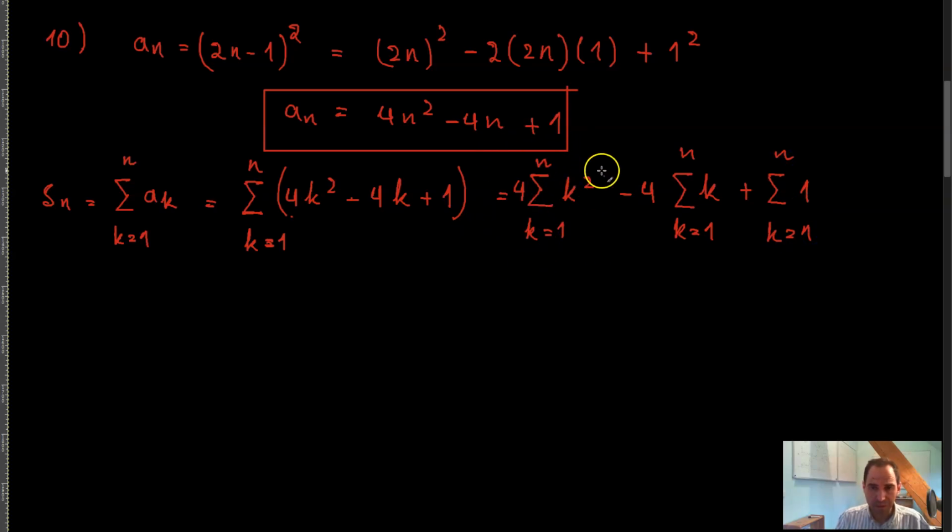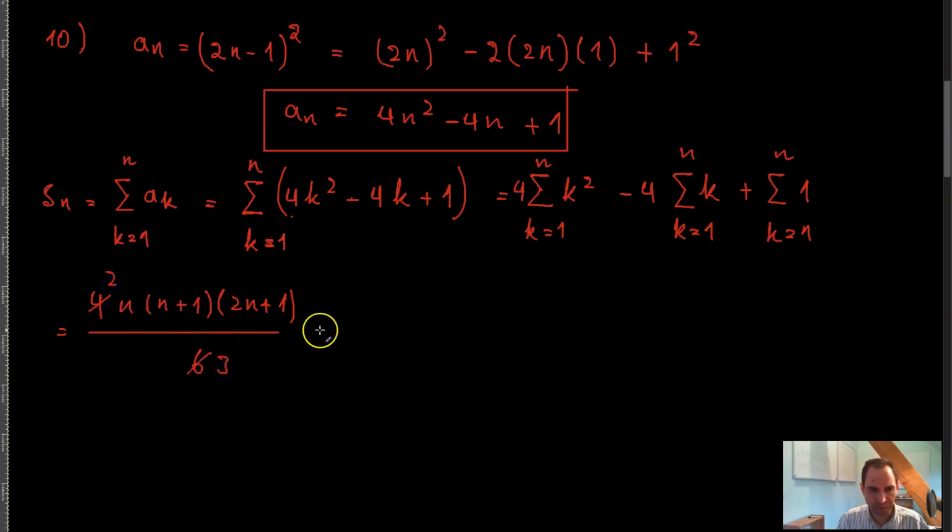So again, you know that sigma of k squared as k goes from 1 to n is equal to n times n plus 1 times 2n plus 1 divided by 6, and you have a 4 multiplied up front, so that would be 2/3. Then you have negative 4 times sigma of k as k goes from 1 to n, which is equal to n times n plus 1 divided by 2, multiply a 4 over here, you will get 4 divided by 2 is equal to 2. And sigma of 1 as k goes from 1 to n is equal to n, right? n times 1 is equal to n.